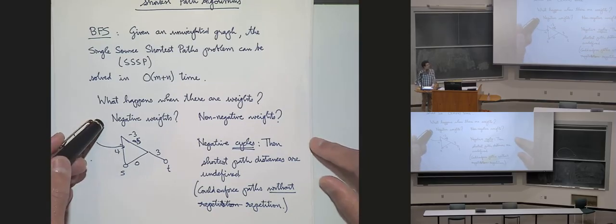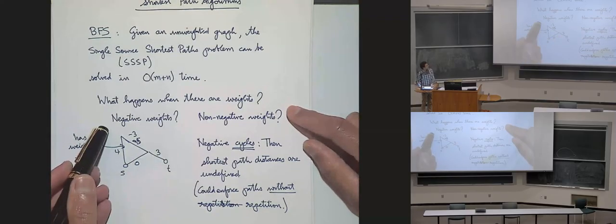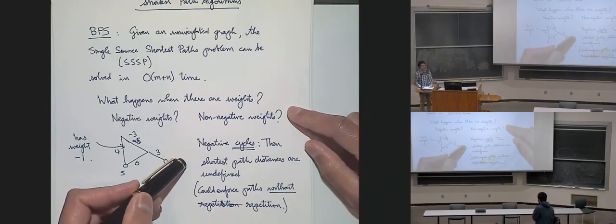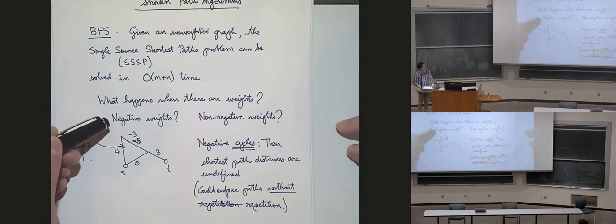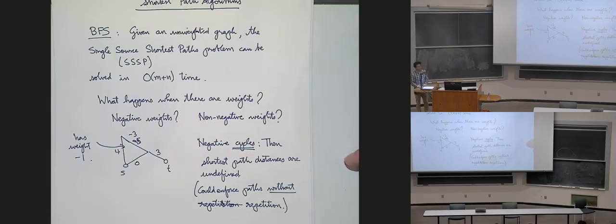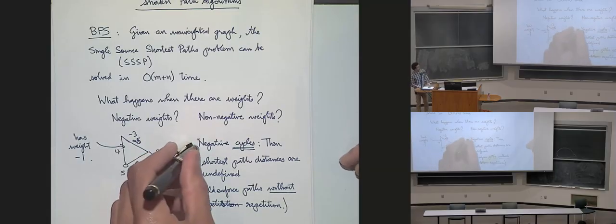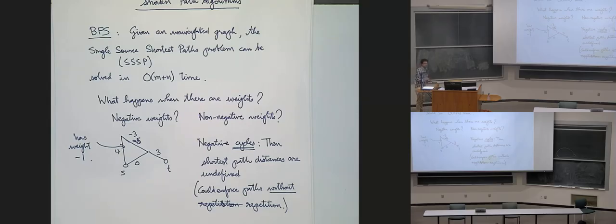When you don't have negative weight cycles, there's no benefit in repeating a vertex. That's the whole point. Okay, so you have what happens when there are negative weights, non-negative weights, and we'll assume that there are no negative cycles. So in this, actually, there's an interesting question, which is, suppose there's a negative cycle, can you find it? Just to see if shortest paths can be defined.